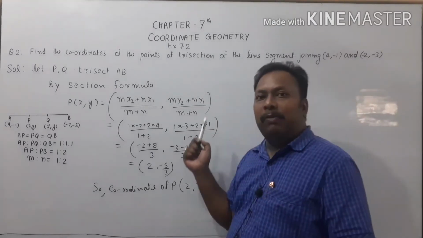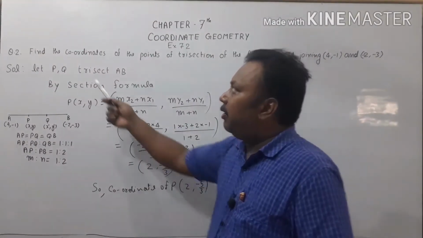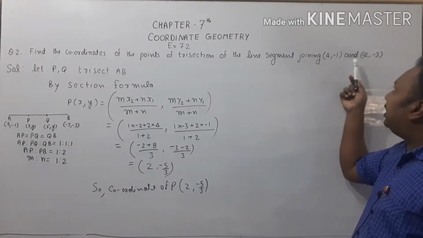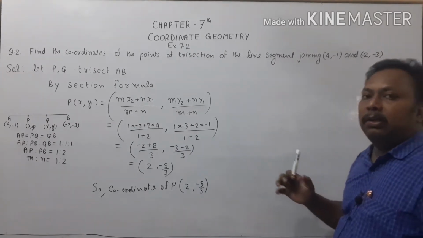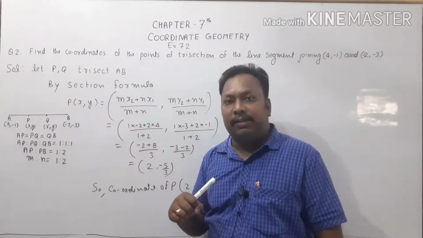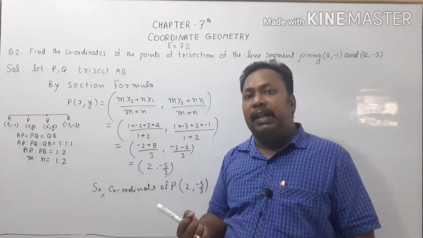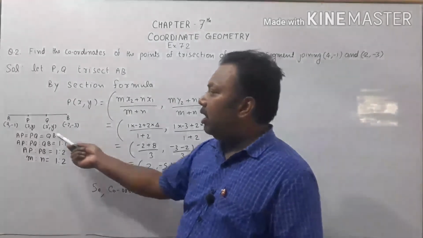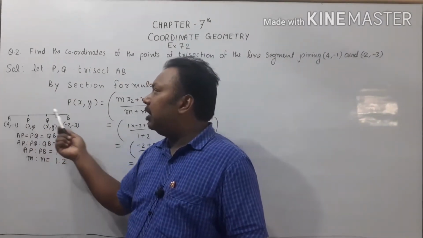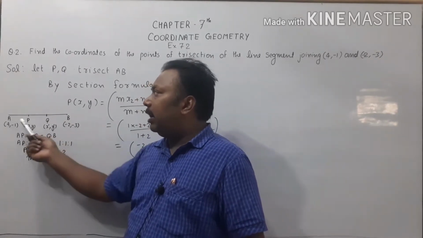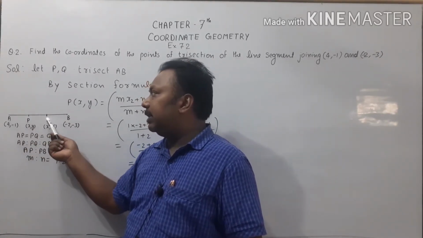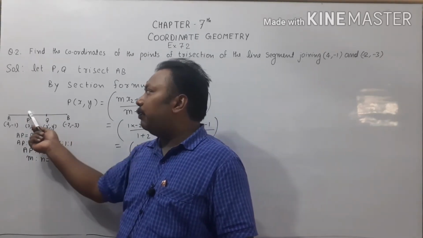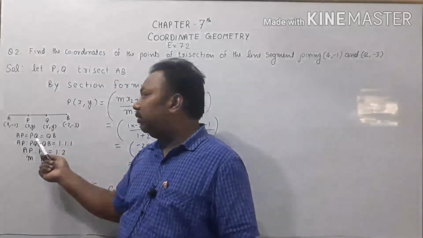So now we solve the second question of this exercise. Find the coordinates of the points of trisection of the line segment joining 4, -1 and -2, 3. So first we will understand what a point of trisection is. The points which divide the line in three equal parts are called points of trisection. So here P and Q are the points of trisection because they divide the line in three equal parts: AP, PQ, QB are the three parts.